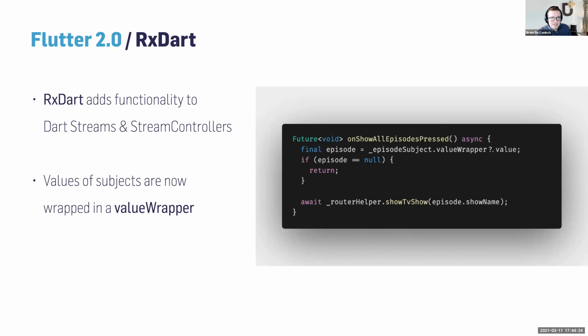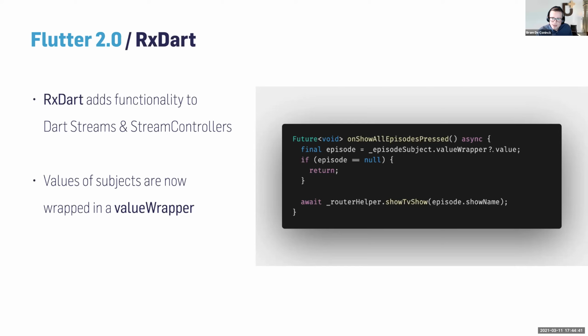And then RxDart is also a package that we use a lot. So it's basically a layer on top of Dart streams and stream controllers. And normally something you'd be able to do is episodeSubject.value to get the current value that's in the subject, or the last emitted value.